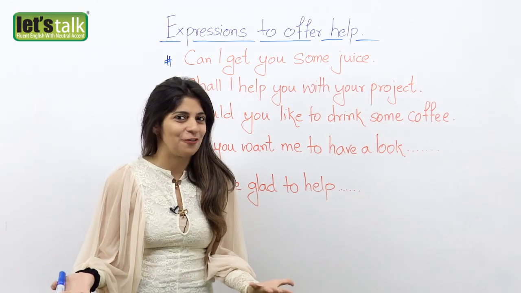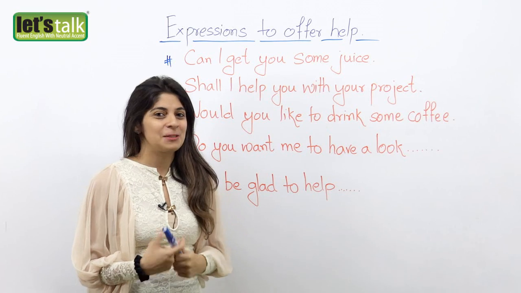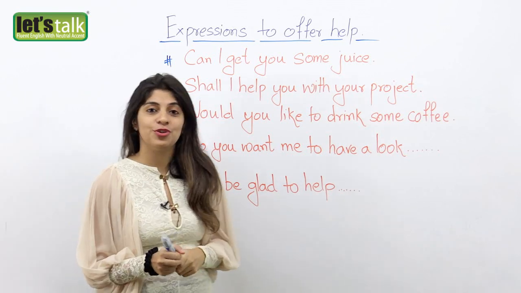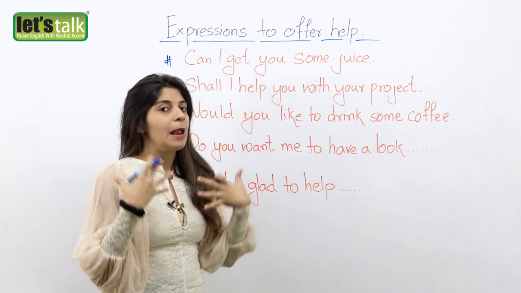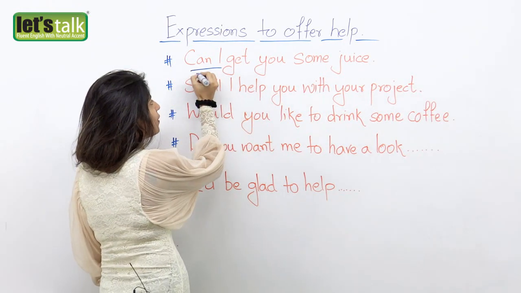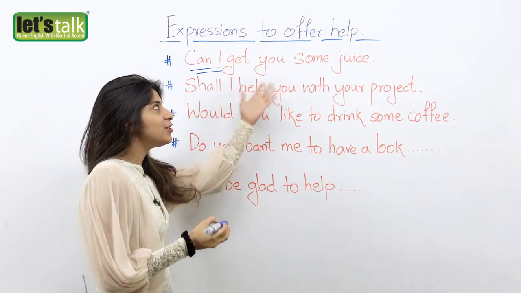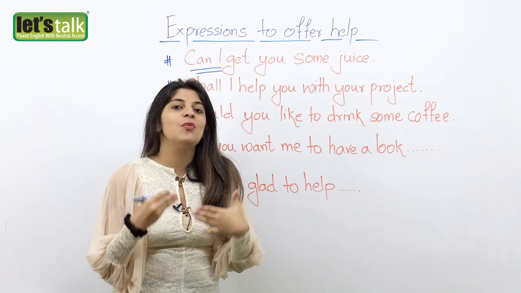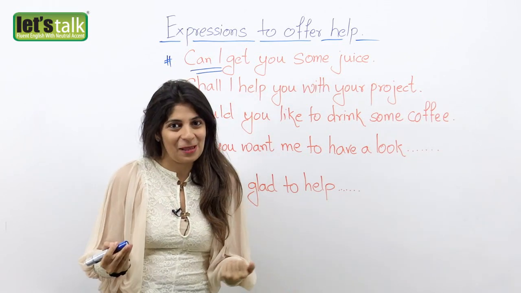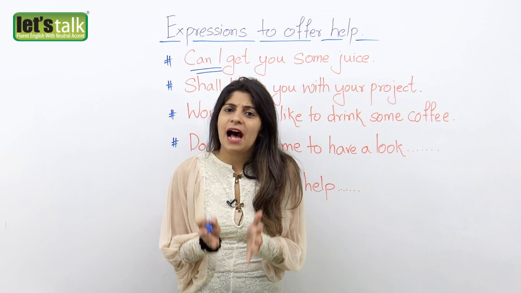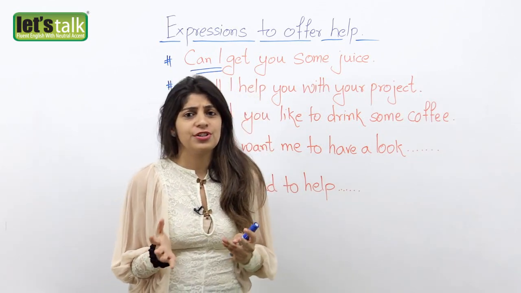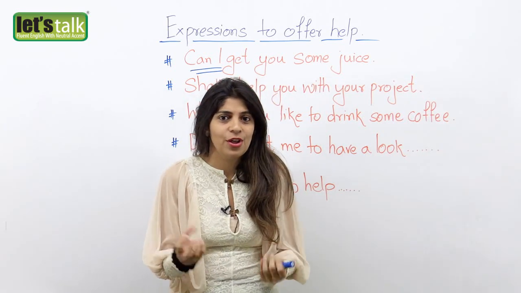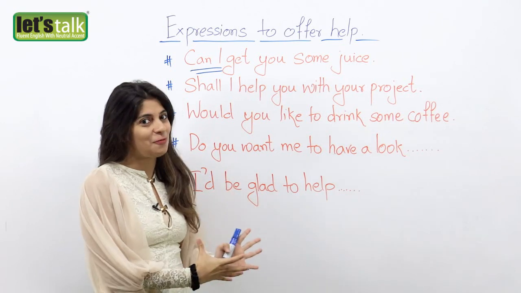Well, it's always nice to offer help, right? So let's have a look at some expressions. The first one here is, can I get you some juice? So when you start making your offer, you can use, can I, okay? Can I get you some juice? Can I be of any assistance to you? So this is the way you would begin to offer your help, okay? Because many a time I have noticed that English learners, even if they want to help, get a little nervous to open their mouth. So I'm sure these expressions would be really helpful to you.